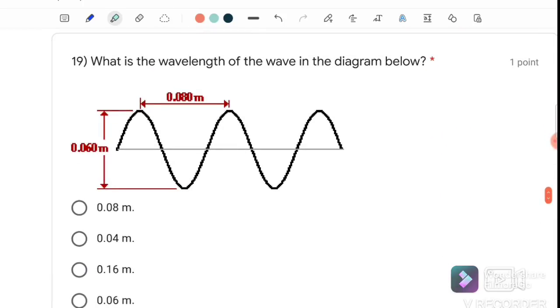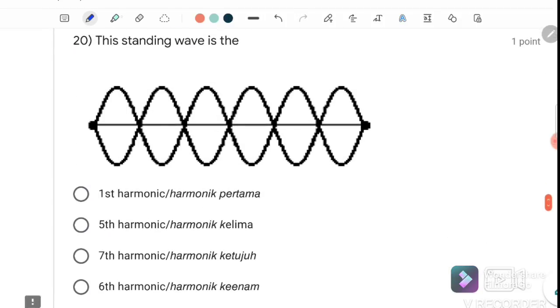Next we'll go to question number 19. What is the wavelength of the wave in the diagram? Wavelength here is from crest to crest, where the answer is 0.08 meter. So the answer here is A. Question number 20. This is a standing wave. How many harmonics does this standing wave show? For the string, the first harmonic is equal to lambda over 2. Here we count how many lambda over 2: 1, 2, 3, 4, 5, 6. So we have 6 lambda over 2, meaning that this is the 6th harmonic.